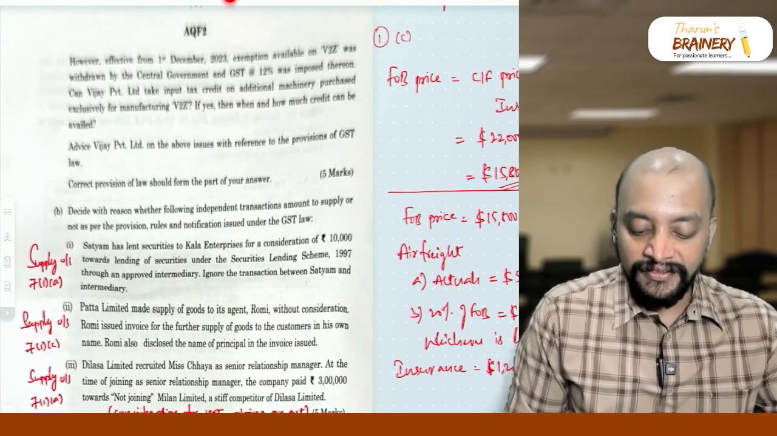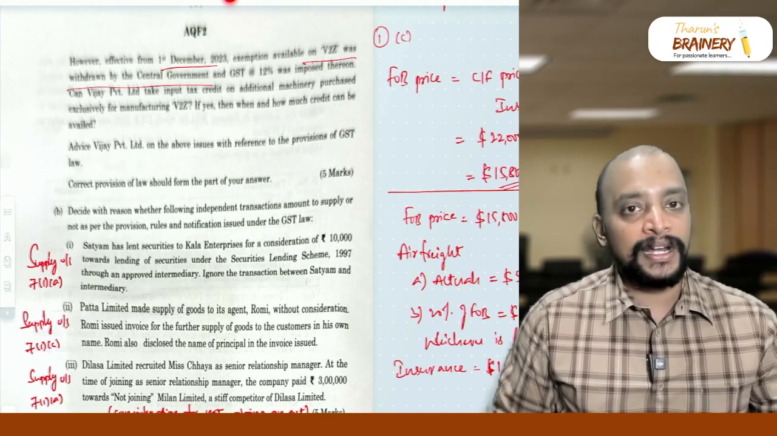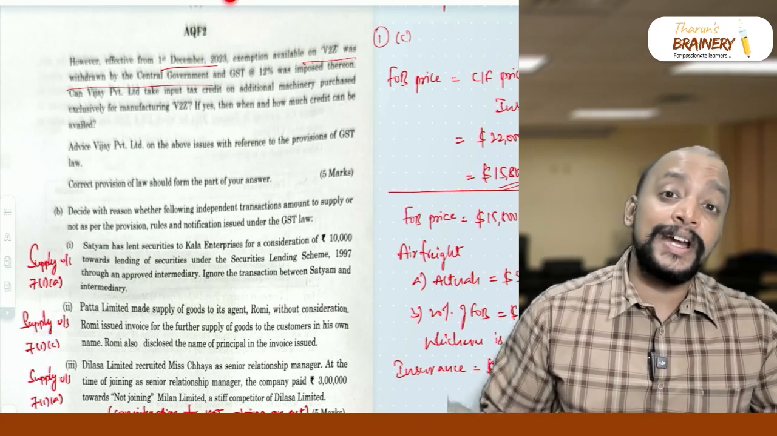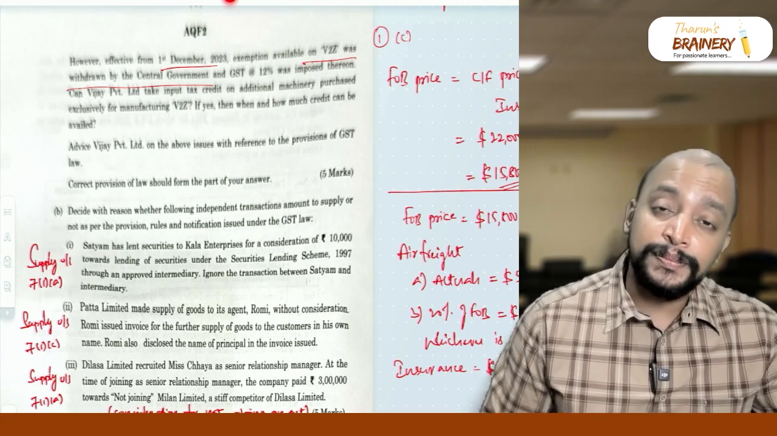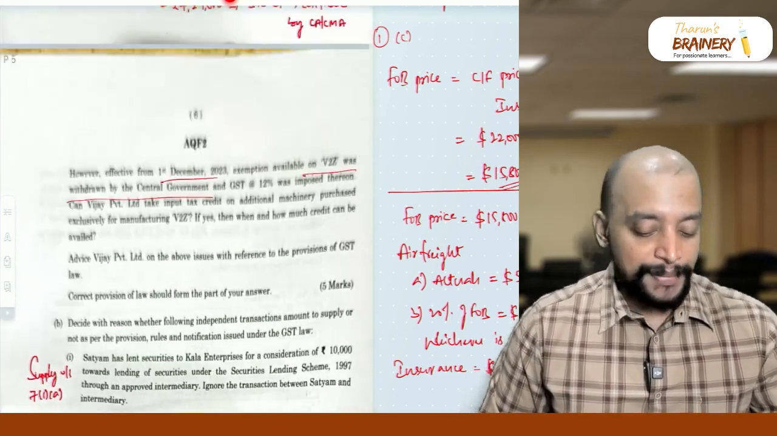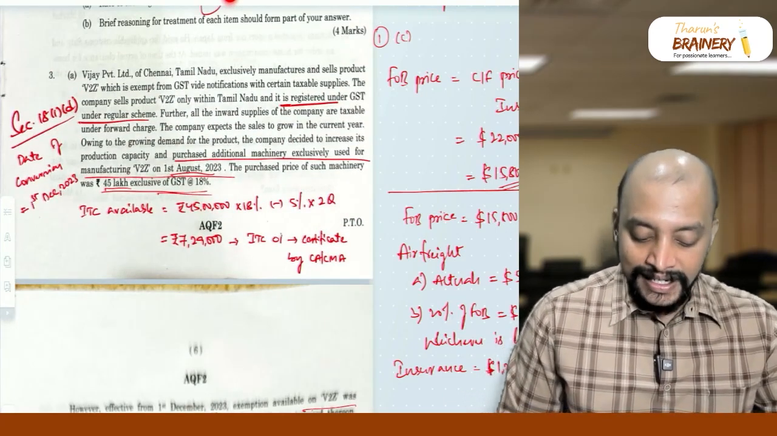Now what happened? With effect from 1st December, the exemption available on V2Z was withdrawn by the government, whether it is 18(1)(a) or 18(1)(d), because they are already a registered person. Already registered person whose exempted supply became taxable, they can avail ITC on capital goods. So 18(1)(d). So we need to take the date of conversion, 1st December.